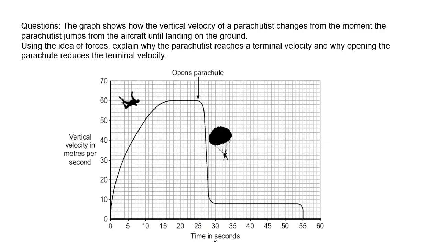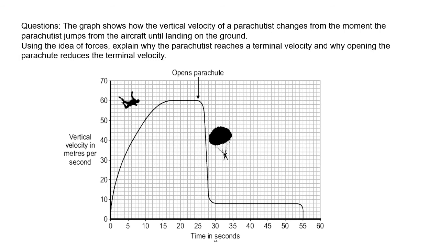Here is another question. This is a 6-mark exam question, similar to what I have explained in my graph. The graph shows how the vertical velocity of a parachutist changes from the moment the parachutist jumps from the aircraft until landing on the ground. Using the idea of forces, explain why the parachutist reaches a terminal velocity and why opening the parachute reduces the terminal velocity. You have to explain each and everything about his movement.